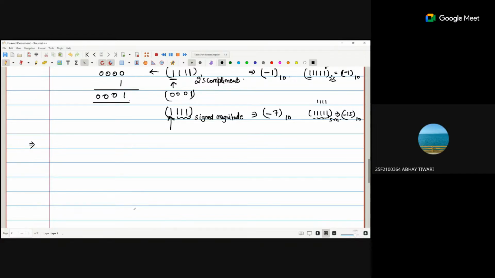No, sir. One more thing: if you go for competitive exams like GATE and others, they ask questions like what is the range formula, the range of two's complement. I think that will be covered. I just and sign magnitude.